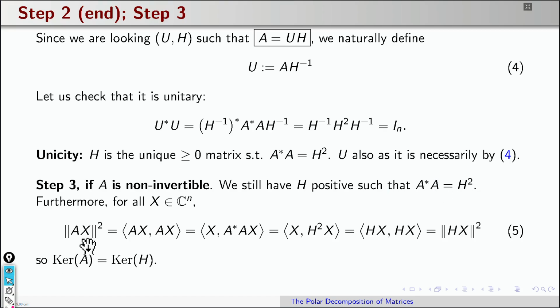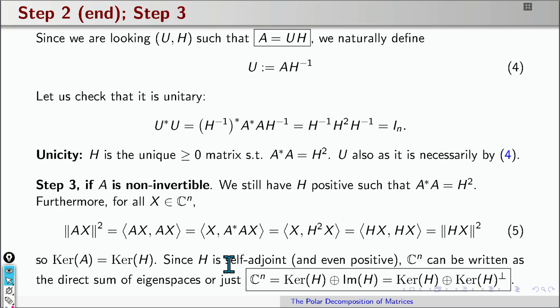Because of this relation, we can see that the norm of AX square can be written like this. By definition of the adjoint, you can write this like this, and A star A is H square, H is self-adjoint, so we have this relation. So the norm of AX is equal to the norm of HX. If this is 0, then this is 0. If the right-hand side is 0, then this is 0. It means that the kernel of A and the kernel of H are equal. You see that the modulus part, the part that multiplies, H, gives the same length as A of X.